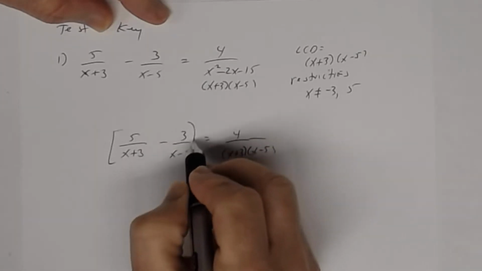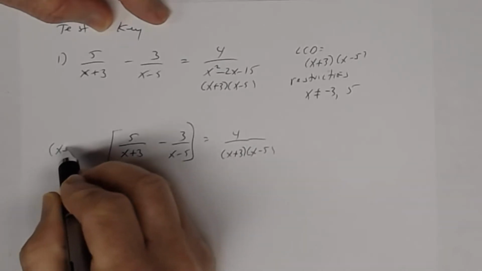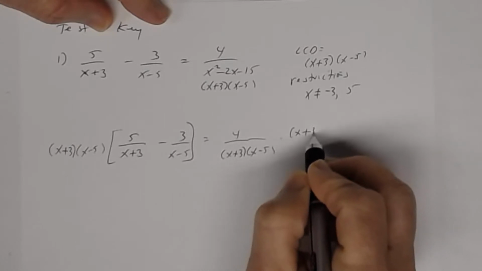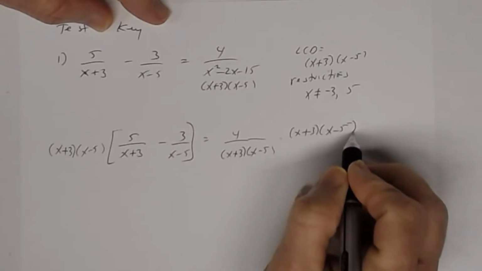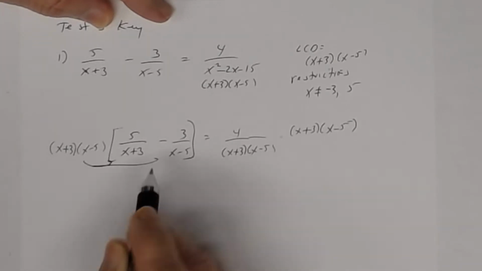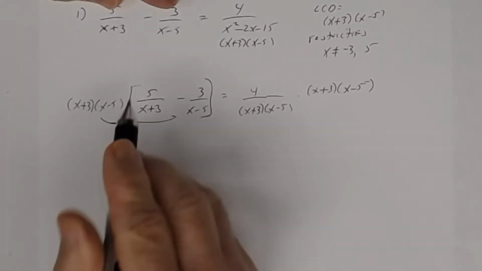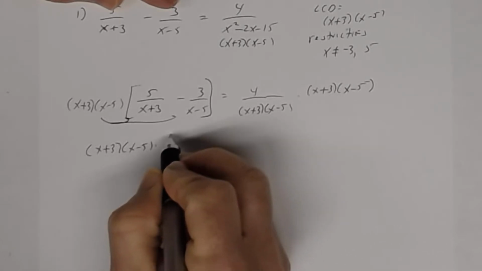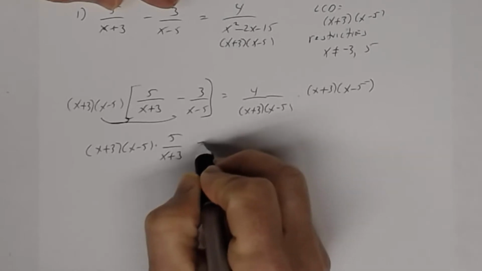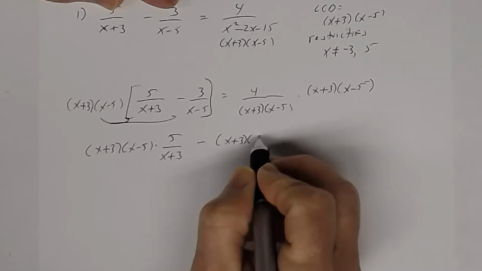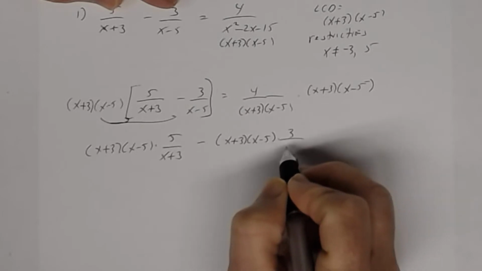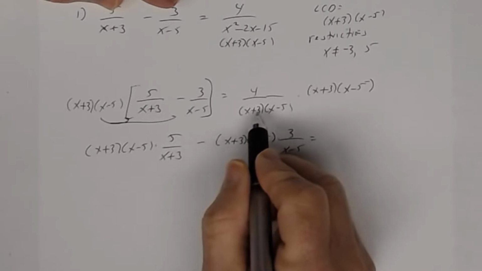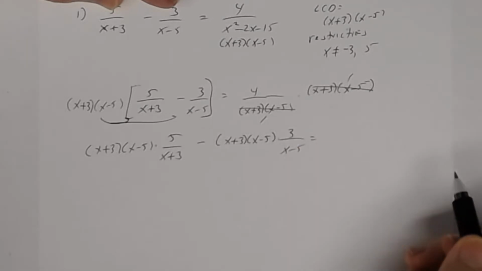So we're going to go ahead and multiply both sides by the least common denominator. So x plus 3 times x minus 5 on both sides. X plus 3 times x minus 5. And so I'm going to go ahead and distribute here to get rid of the brackets that I just put. So I have x plus 3 times x minus 5 times 5 divided by x plus 3 minus, and then x plus 3 times x minus 5 times 3 divided by x minus 5 equal, and I'm running out of room here, so I'm just going to go ahead and reduce these. So these factors divide out.